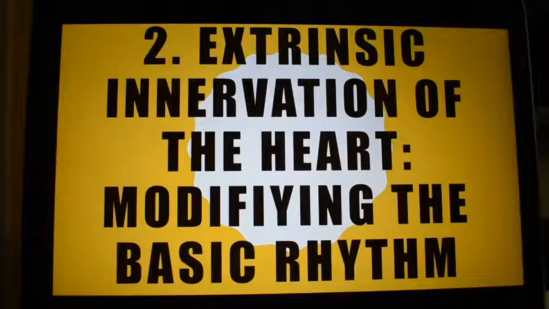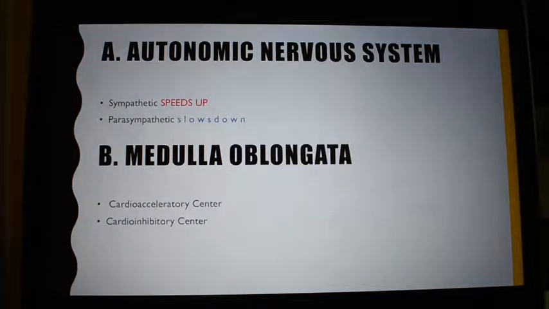Extrinsic innervation of the heart. This is modifying the basic rhythm, so it's controlled by multiple things. One system of control is the autonomic nervous system, which is broken up into the sympathetic and the parasympathetic nervous system. The sympathetic nervous system speeds up the heart rate, so the heart beats faster and harder. The parasympathetic system is the opposite, and it slows down the heart rate and relaxes it.